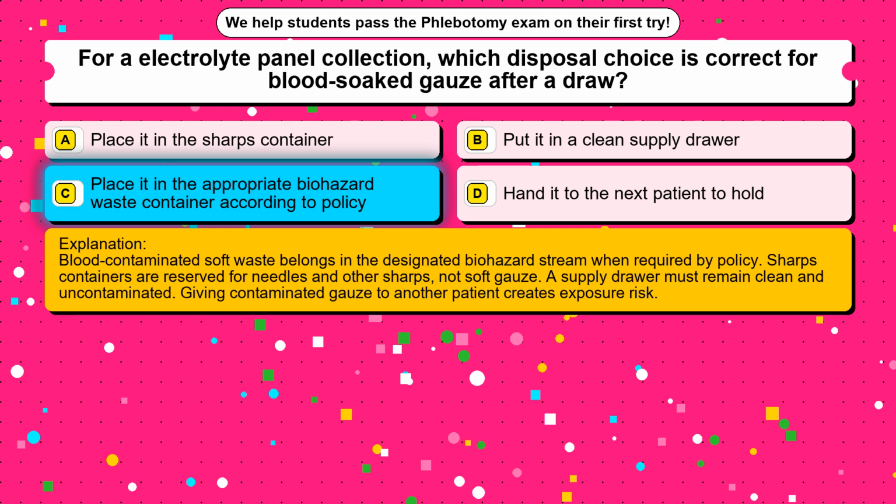Blood-contaminated soft waste belongs in the designated biohazard stream when required by policy. Sharps containers are reserved for needles and other sharps, not soft gauze. A supply drawer must remain clean and uncontaminated. Giving contaminated gauze to another patient creates exposure risk.